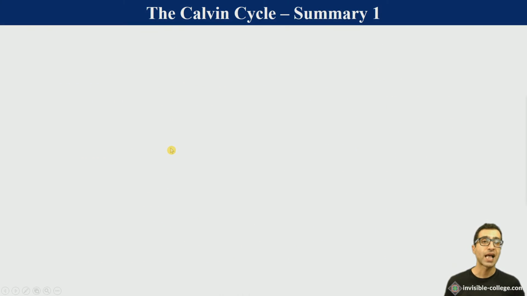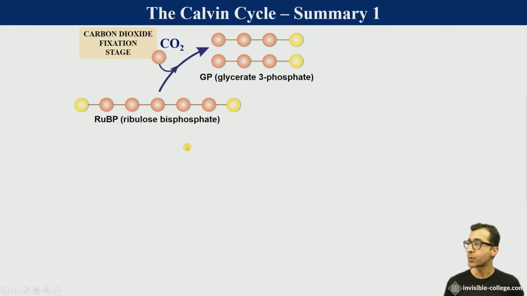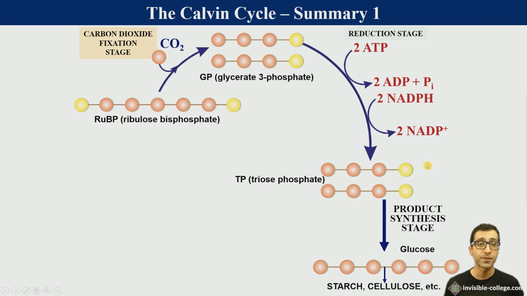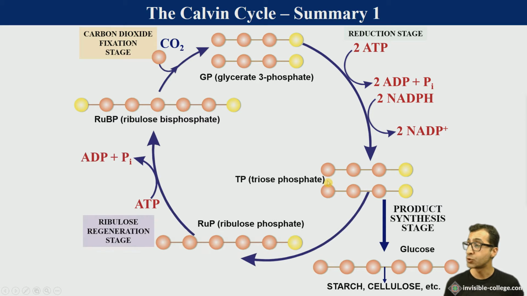So let's summarize the Calvin cycle quickly here. So we have the carbon fixation stage, followed by the reduction stage. Now some of these triose phosphates again are used to produce various products which the plant needs, but some of them are used to reform ribulose bisphosphate, and again we can refer to this as the ribulose regeneration stage of the Calvin cycle.